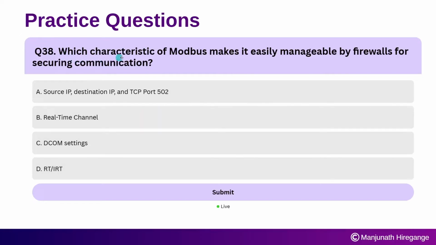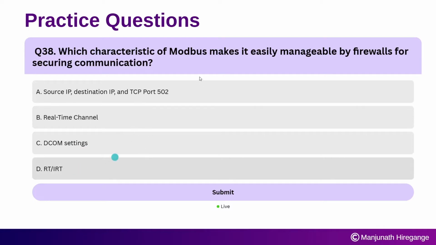Question number 38. Which characteristic of Modbus makes it easily manageable by firewalls for securing communication? So what we are talking about here is Modbus. If you know all the industrial protocols, then it will be easier to answer this question. Option A, source IP, destination IP, TCP port. Option B, real-time channel. Option C, DCOM settings. And option D, RT-IRT, that is real-time and isochronous real-time.